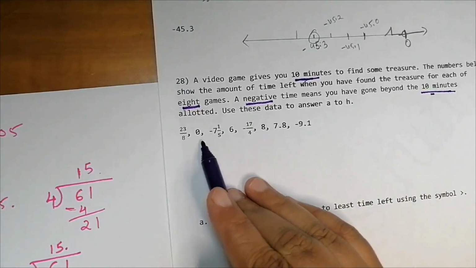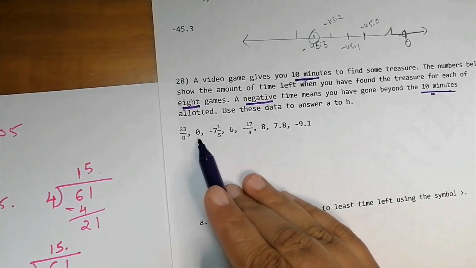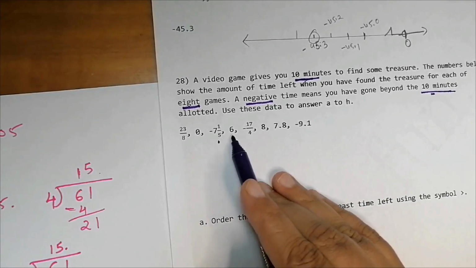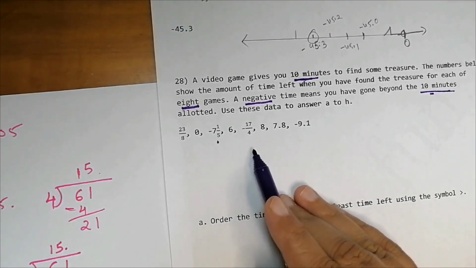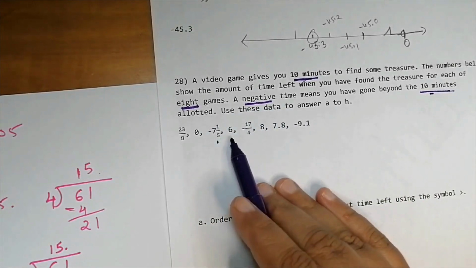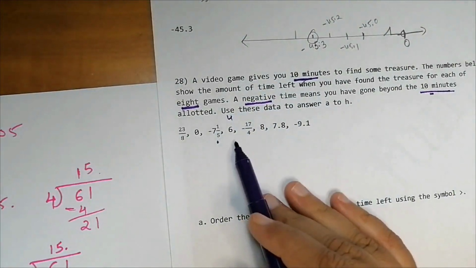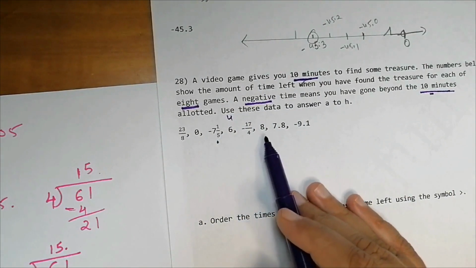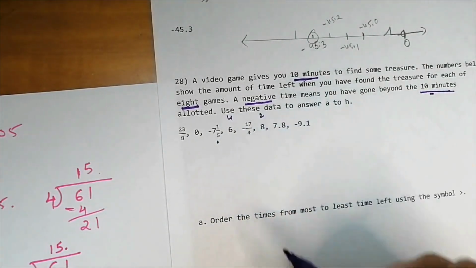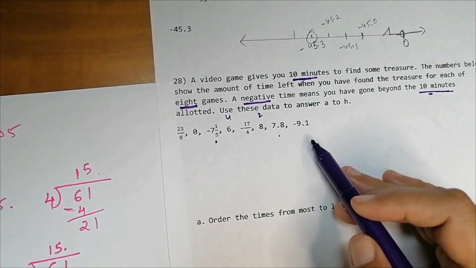So positive means you have found it before 10 minutes, 0 means exactly 10 minutes, negative means you have gone beyond time. Positive, this is basically, it says the numbers below show the amount of time left. Okay, so if you have 6 here, actually you found it in 4 minutes, right? So 6, this is negative, beyond 10 minutes. 8 time left, so basically you did it in 2 minutes. Amazing. And 7.8 and minus 9.1.